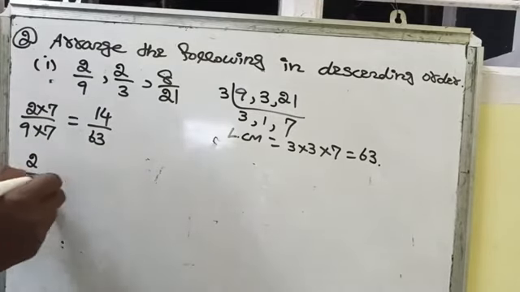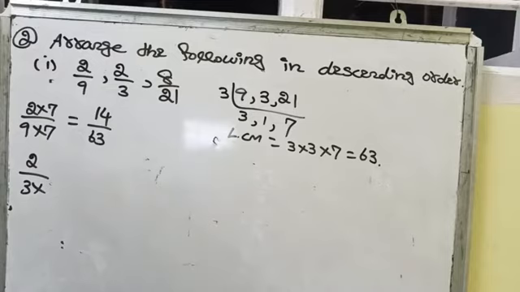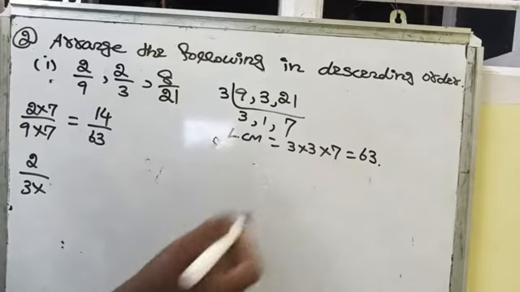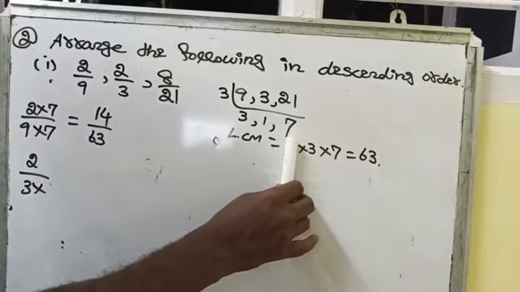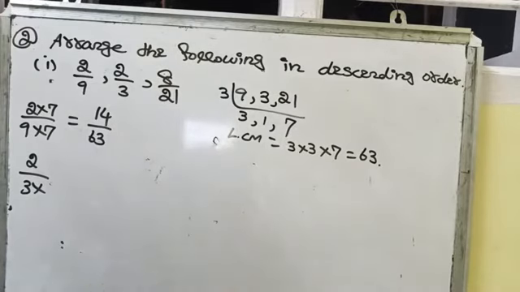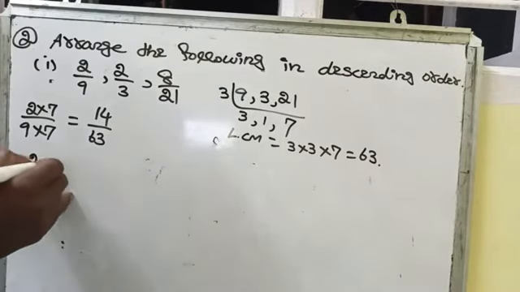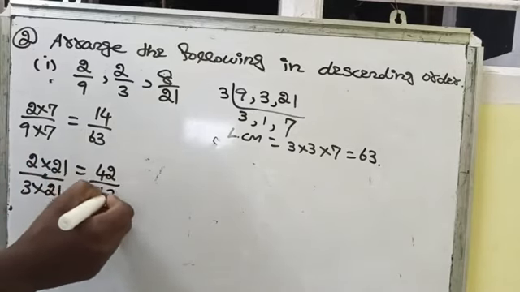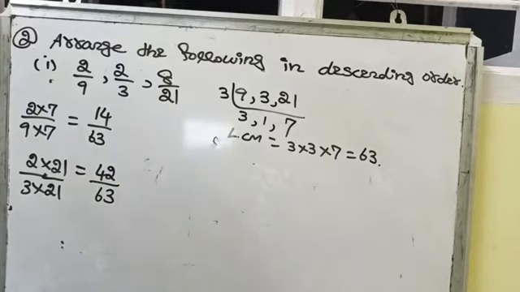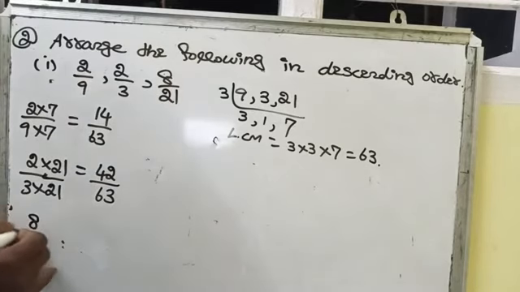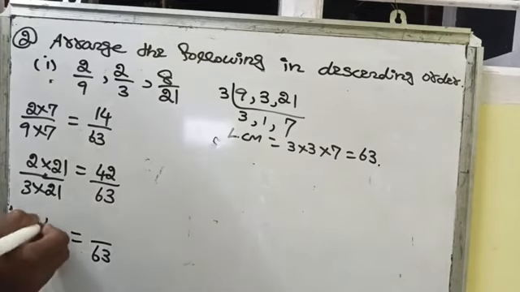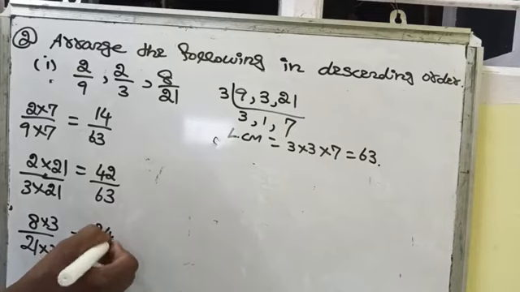Then 2 by 3. Which number is multiplied by 3 to get 63? From this prime factorization, you leave this 3, and you are left with 3 into 7, which is 21. So 21 should be multiplied. 2 into 21 is 42 by 63. Then 8 by 21. Which number is multiplied with 21 to get 63? 3. So 8 3s are 24 by 63.